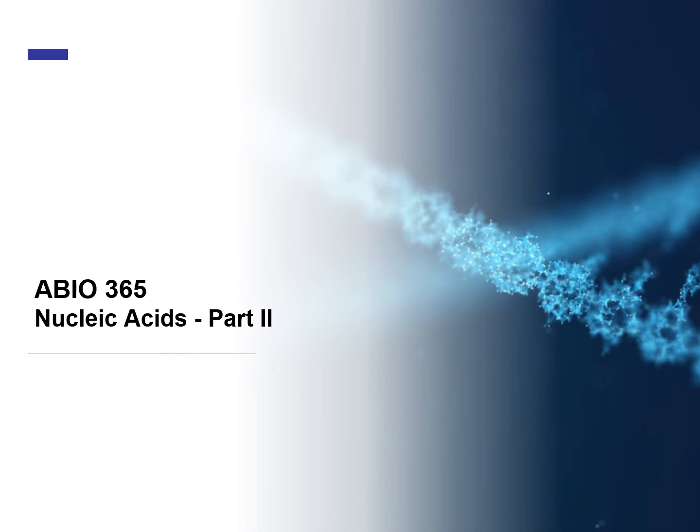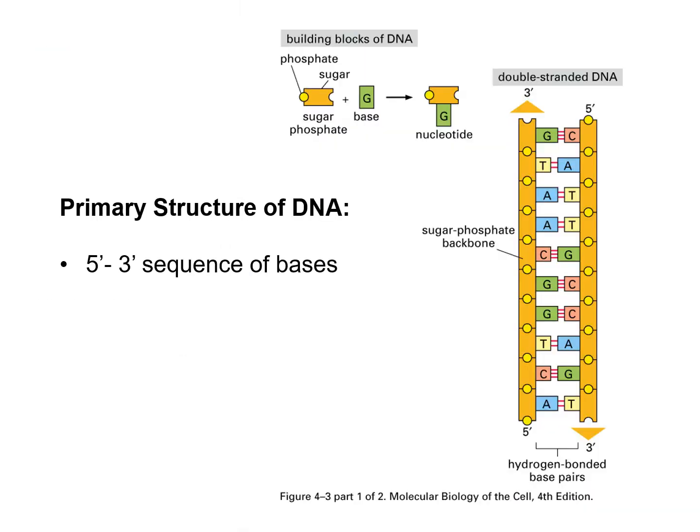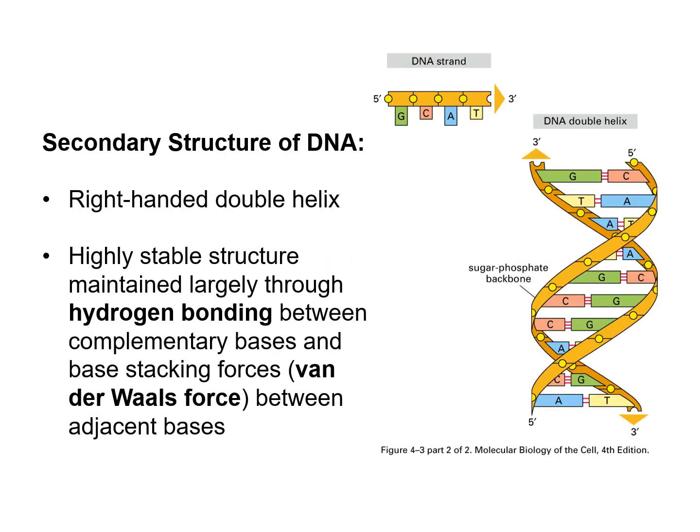And here's the second part of the nucleic acids. First, we talked about the primary structure of DNA, which is basically just a linear sequence of the bases from 5' to 3'. And the secondary structure of DNA too, which shows the double helical structure of the DNA. And there's hydrogen bonding between the bases, and also van der Waals interactions contribute to the stability of this double helical structure by having this base stacking force too, especially from G to C and so on.